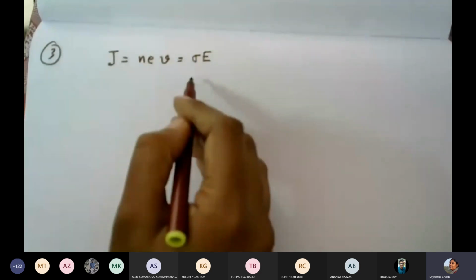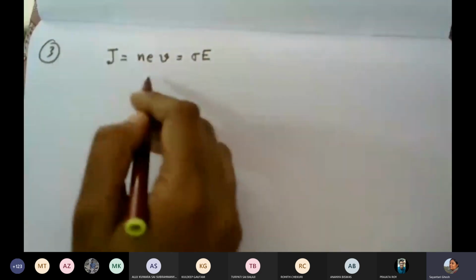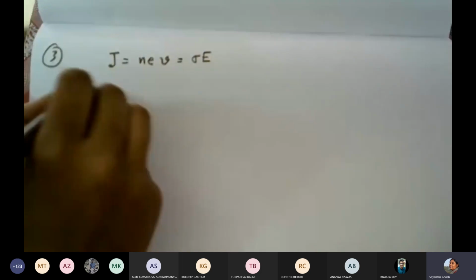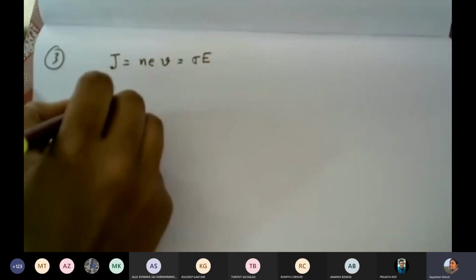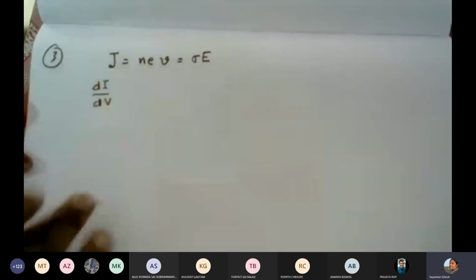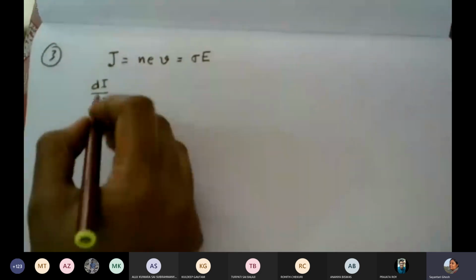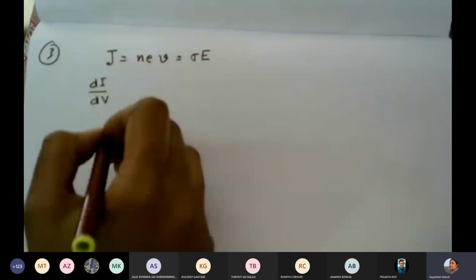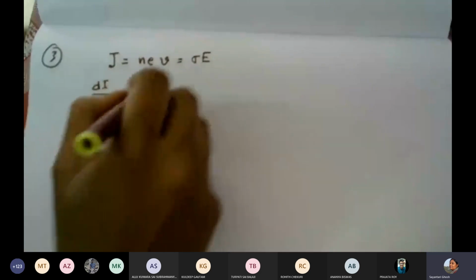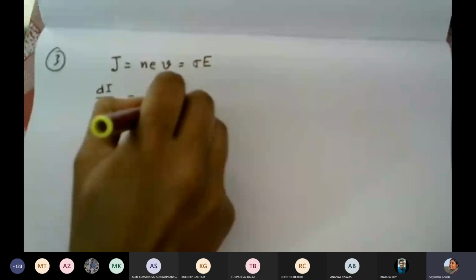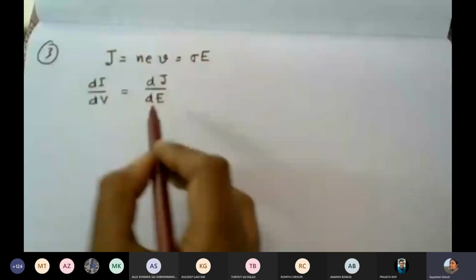So here, one important term that is going to be very useful for us to understand this entire question is conductance. Conductance is dI/dV, right? So differential conductance is given by dI/dV. Let us see what dI/dV is.